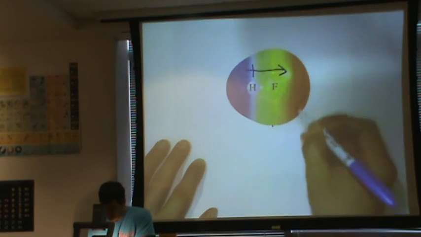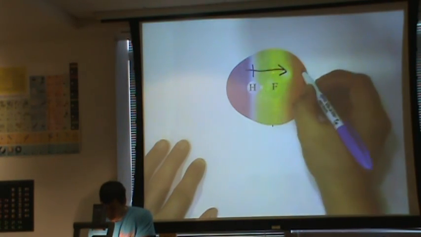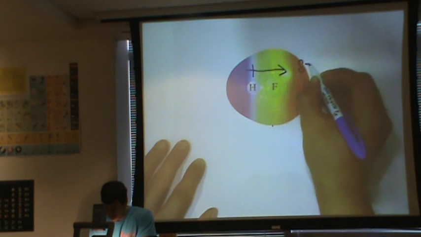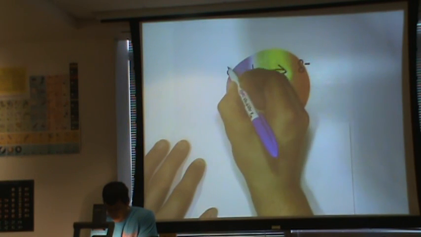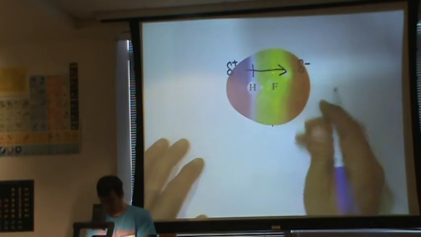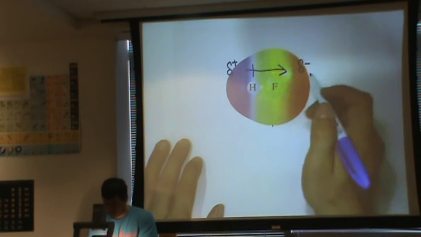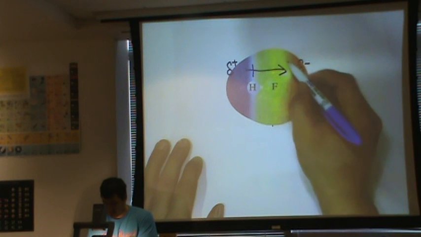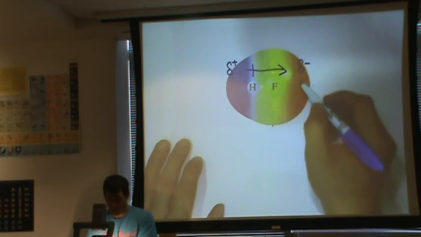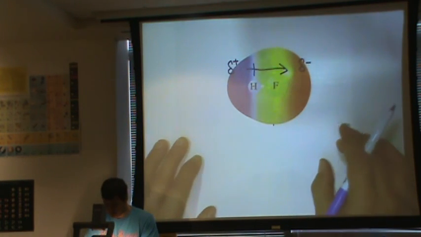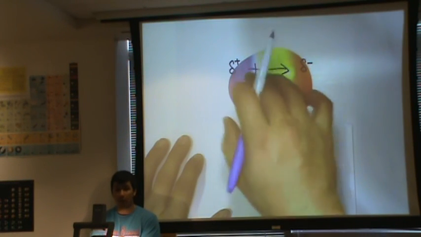And the other way we like to describe this is using little delta minus, little delta plus. This means that on this side of the molecule, it has more electron density on the right side than it would have on the left side. So this is an example of a polar molecule.